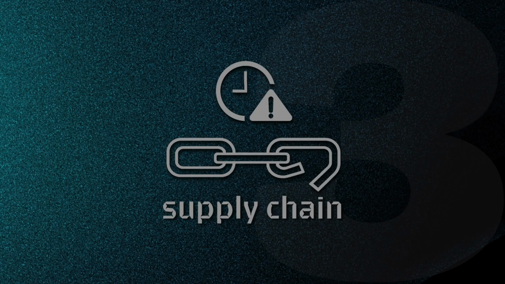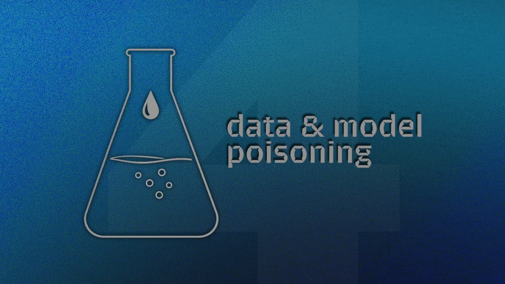Number three is supply chain attacks. Just like traditional software is vulnerable to supply chain attacks, so are AI models. An attack that happens early in the supply chain can have ripple effects further down the supply chain. Number four is data and model poisoning. We've talked about this pretty extensively. You can put bad data in the training or testing set, forcing the model to converge on bad output, or you can even change the model itself.